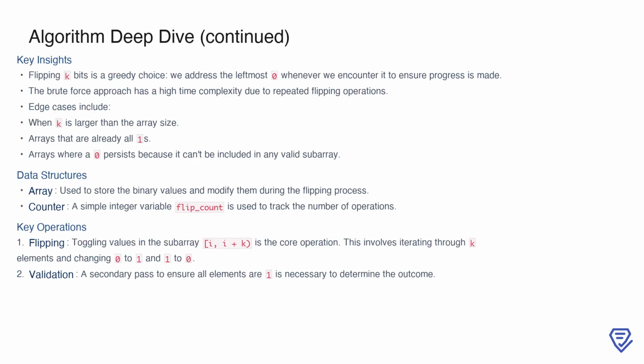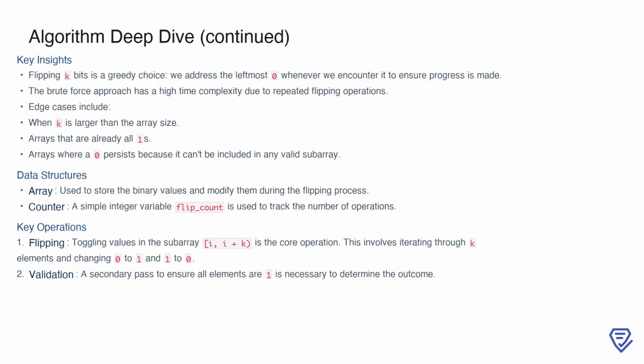This brute force approach highlights some key insights. Flipping k bits is a greedy strategy where we address the leftmost 0 as soon as we encounter it. This ensures that progress is made toward the goal. However, the inherent inefficiency lies in the repeated flipping operations, which result in a high time complexity.